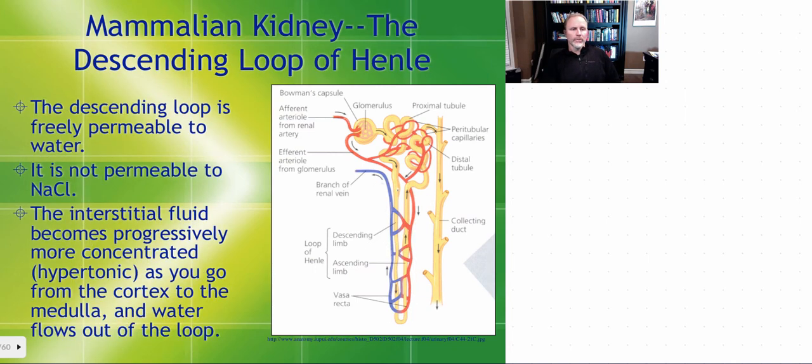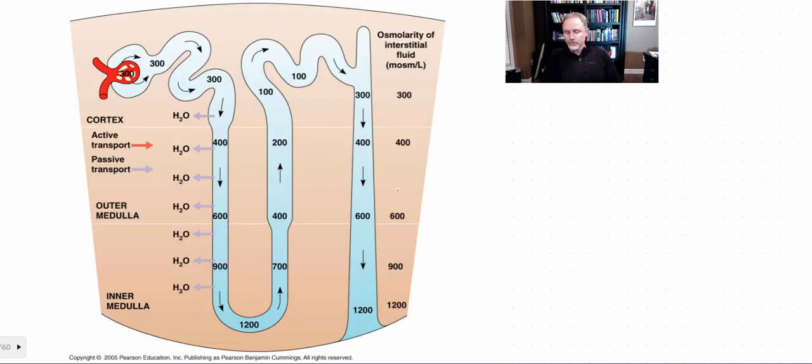Okay, so the descending limb is freely permeable to water. It's not permeable to sodium chloride. So as this interstitial fluid is becoming more and more concentrated as you go down, because you're pumping that sodium out, you can see that this water is going to flow out of the loop of Henle, and then it's going to be taken back up by the blood as the blood moves through the vasa recta. So again, we'll come back to this picture here.